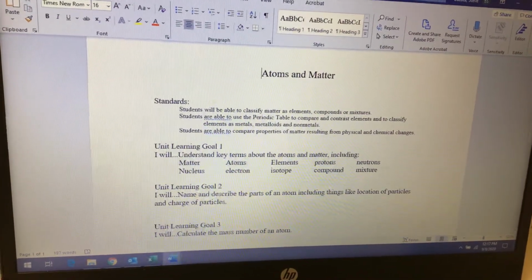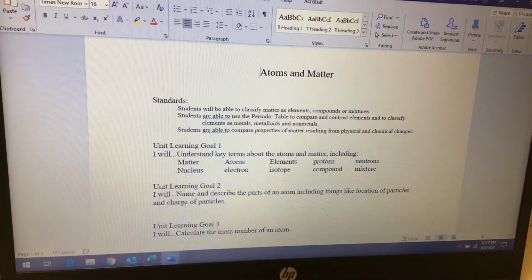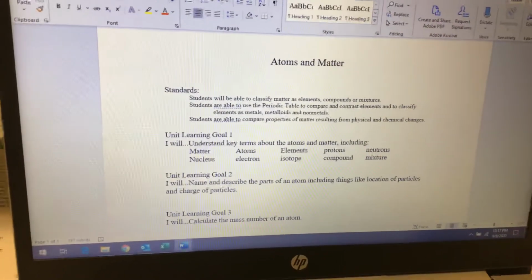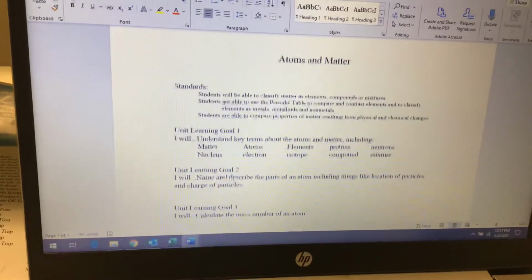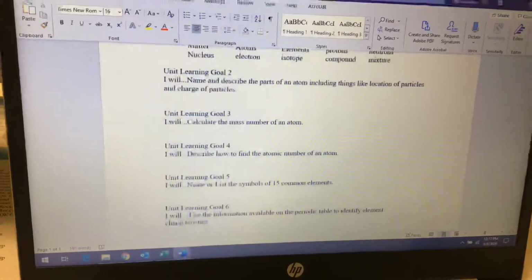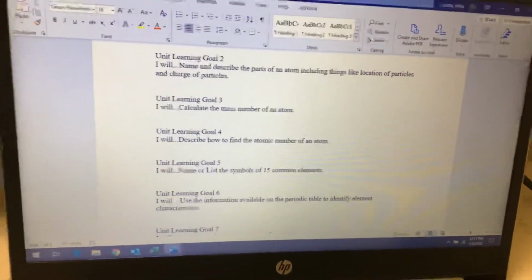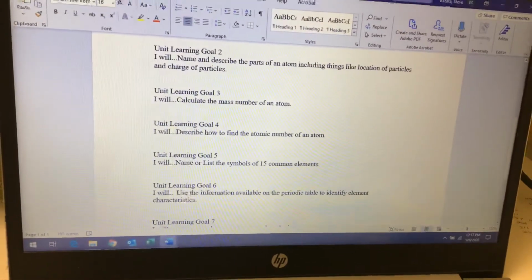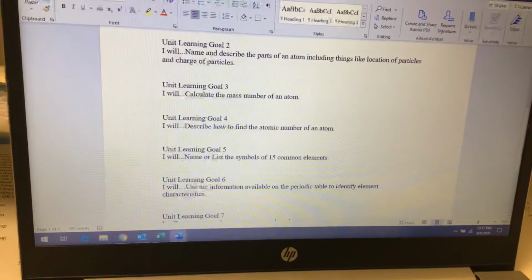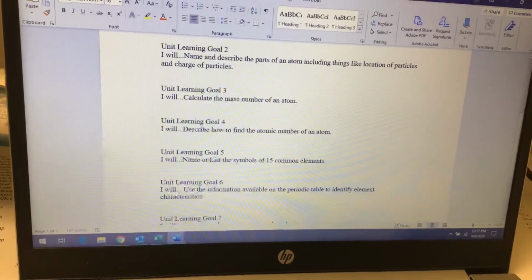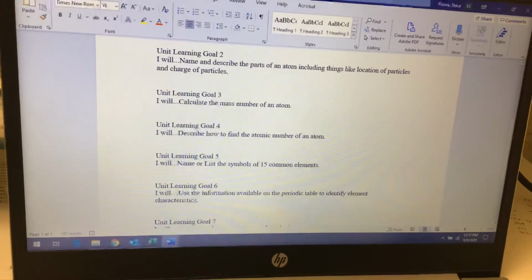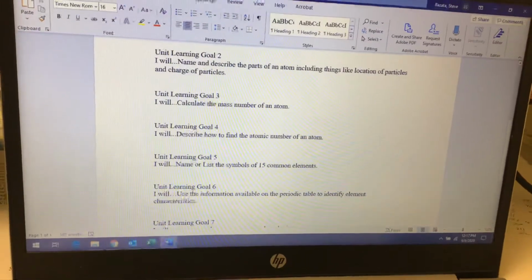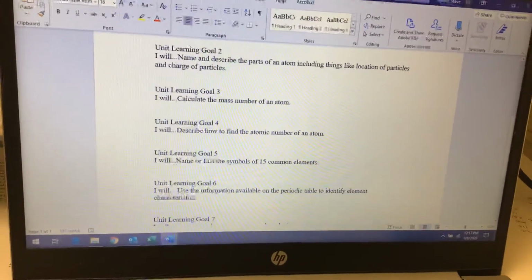I know in 6th grade, I think you went over this quite a bit, but we're going to go more in-depth. So we're going to name the parts of the atom, locations, and what they do as a charge. We'll calculate the mass of an atom, okay, atomic mass units. And we'll talk about the atomic number and what that means. So the atomic mass and the atomic number and what those things mean. It's not as scary as it seems.